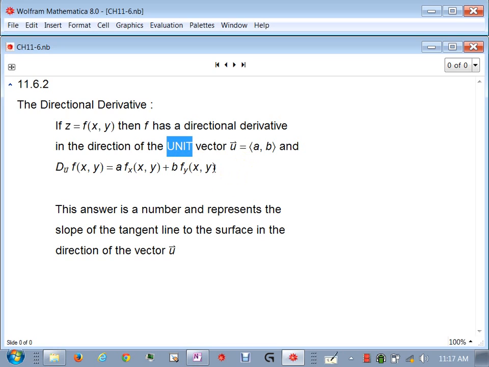So if you have that unit vector, then the slope of the tangent line is given by this formula. And check out what it is. This little f subscript x is the partial with respect to x, isn't it? But you're scaling it by how much? By a. a is the x component of this vector. And then you're saying plus b times the partial with respect to y. So you're just scaling the partial with respect to y and then adding the two together. Does it make sense that this would work?